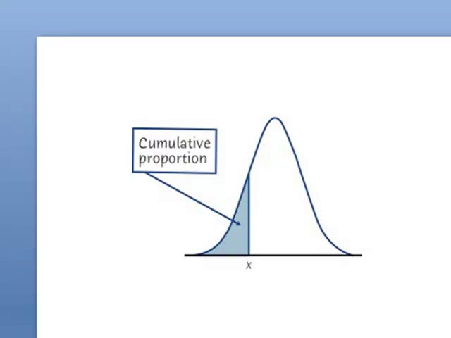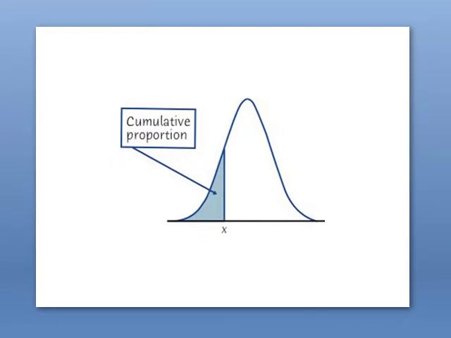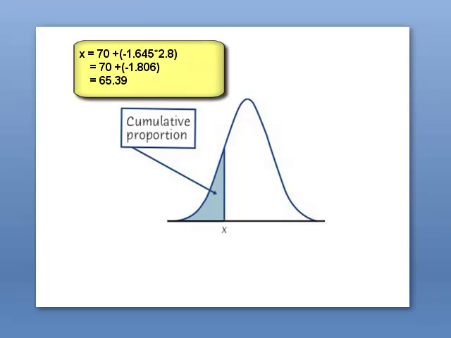So we're going to take that z-value, negative 1.645, and unstandardize it. And again, remember the formula. So a man would have to be approximately 65.39 inches tall or less to place in the lower 5% of all men in that population.